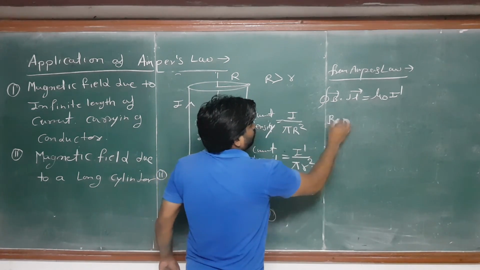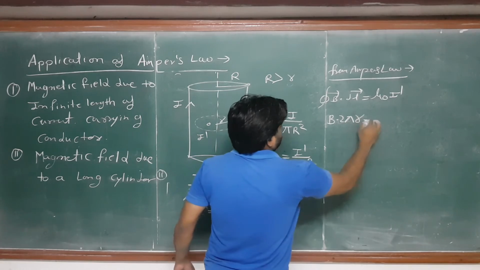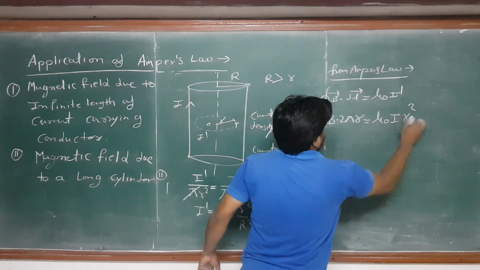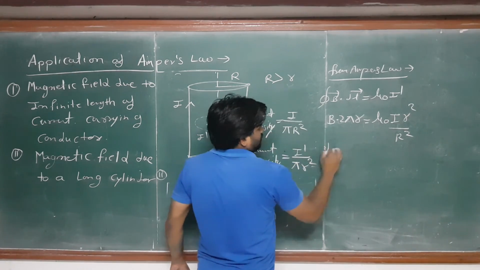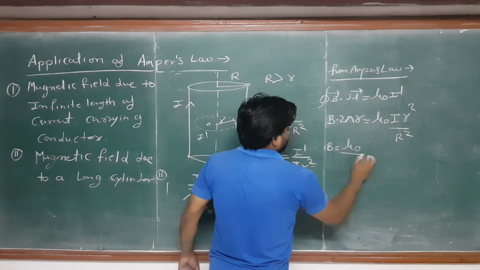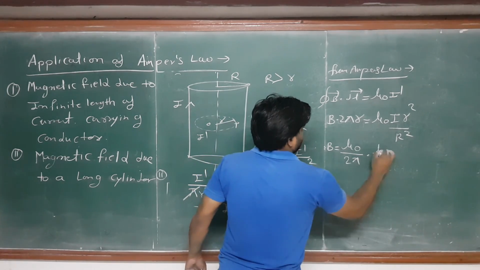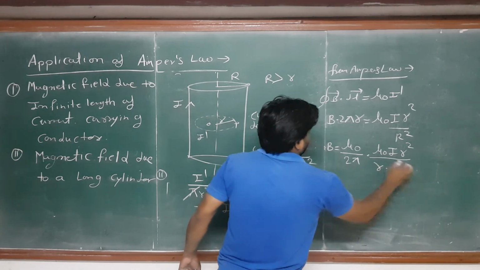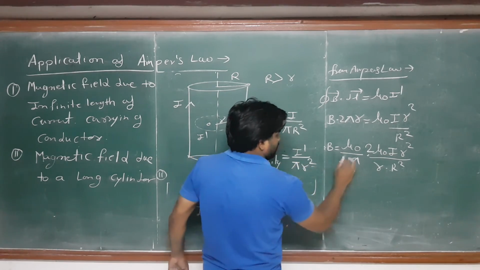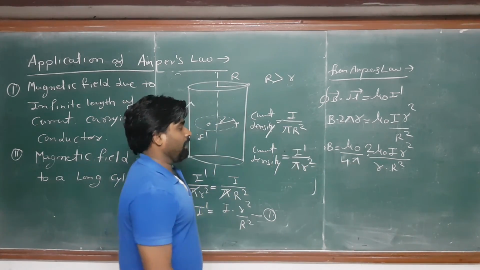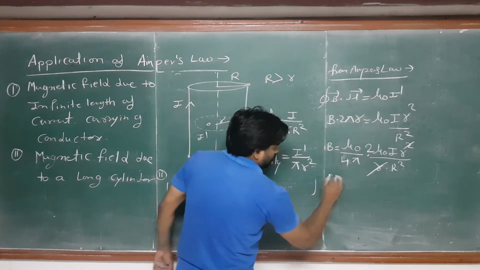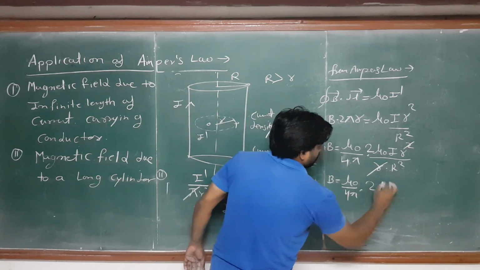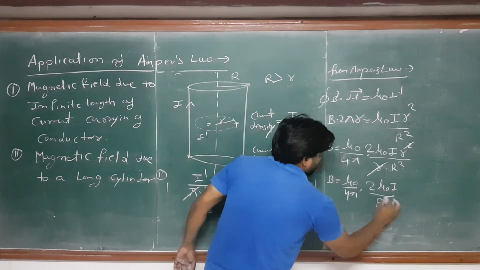Then B, the total line integration becomes B times 2 pi r is equal to mu naught, and I dash has this value, so I can write I r square by capital R square. So B is equal to mu naught by 2 pi times I r square divided by r times capital R square. I can multiply and divide by 2, then it becomes 4 pi, and one r will cancel here. Now B is equal to mu naught by 4 pi times 2 I r by R square, where this is small r.